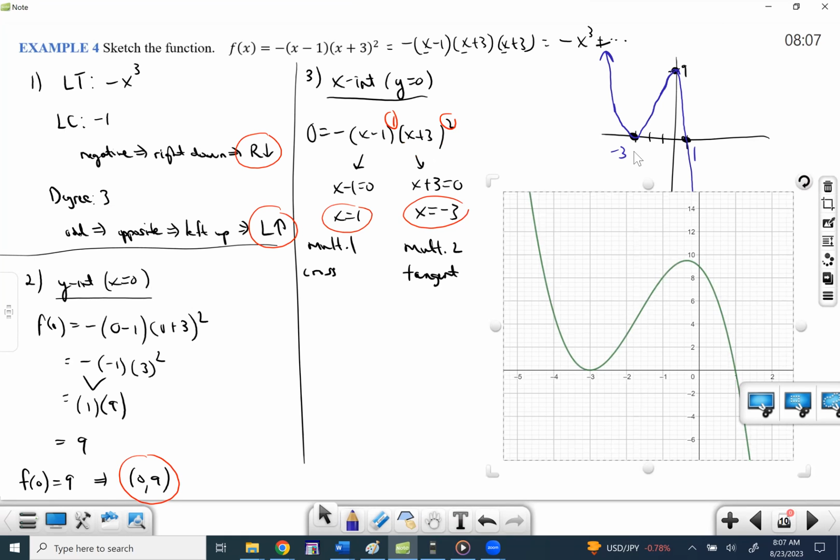At -3, we're tangent. At 1, we pass through. This looks pretty, you guys.